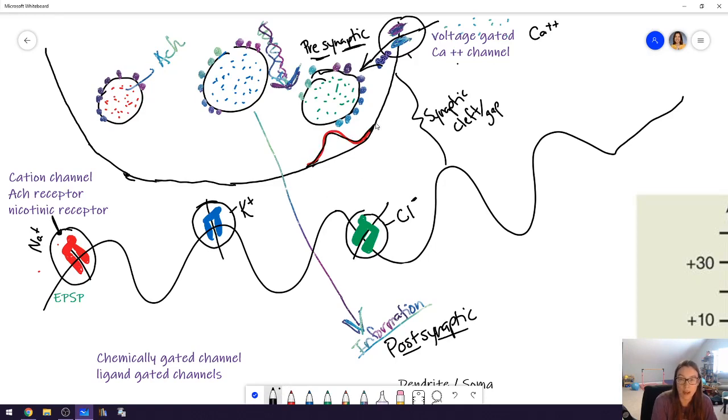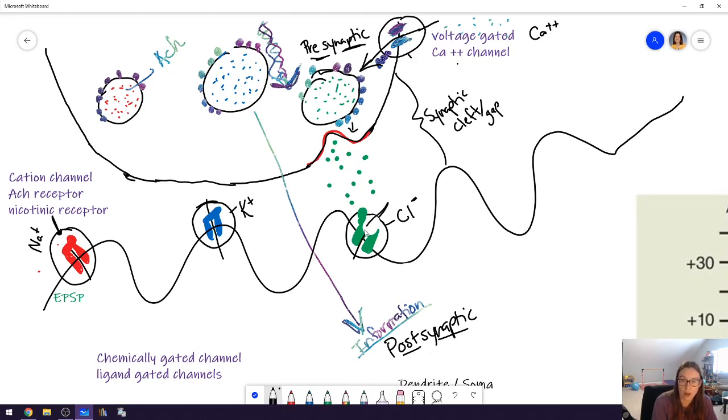Our synaptic vesicle is then going to bind. It's going to move over here, and it's going to bind with the cell membrane. It's going to merge with the cell membrane, and it's going to release the neurotransmitter inside. And that's this green neurotransmitter over here. And it's going to diffuse across the cleft, and then it's going to bind to this chemically gated chloride channel. And then the chemically gated chloride channel is going to open.